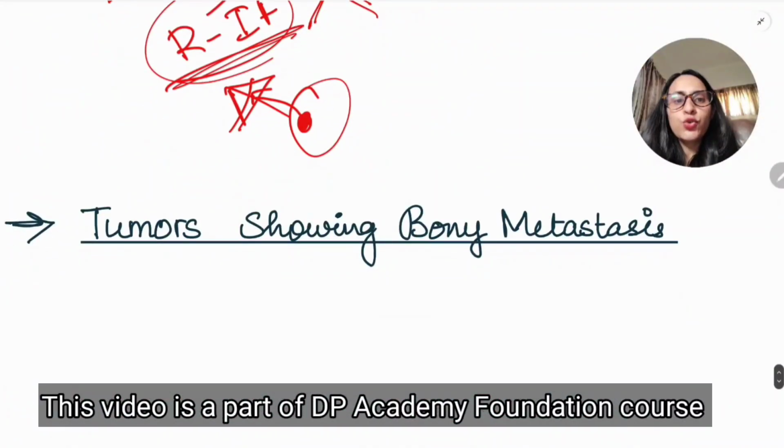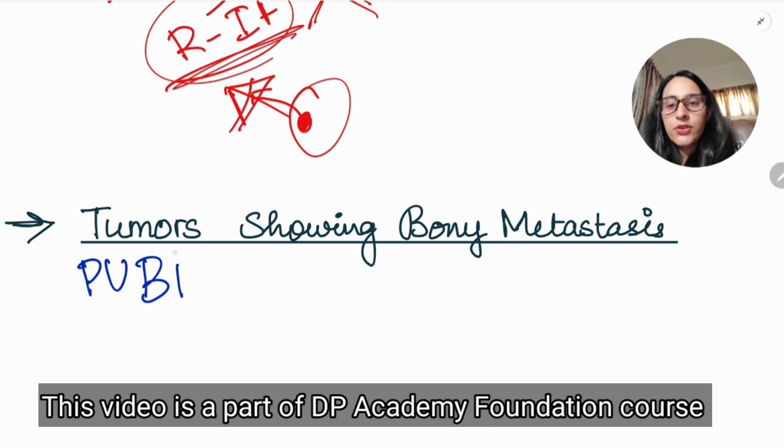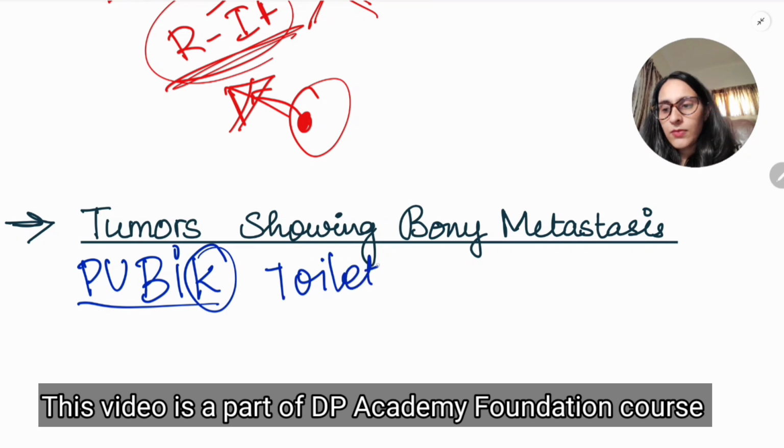So now talking about the tumors that show bony metastasis. That means these are the tumors that are going to go and sit in the bone. So we have a mnemonic for these tumors, which is public toilet. Just write K instead of C. So public, instead of C, write K, toilet.